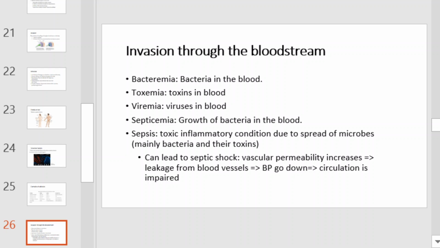Septicemia describes growth of bacteria in the blood, while sepsis is the toxic inflammatory condition due to the spread of microbes, mainly bacteria and their toxins. Sepsis can lead to septic shock. Vascular permeability will increase, leakage from the blood vessels, your blood pressure goes down, and circulation is impaired.